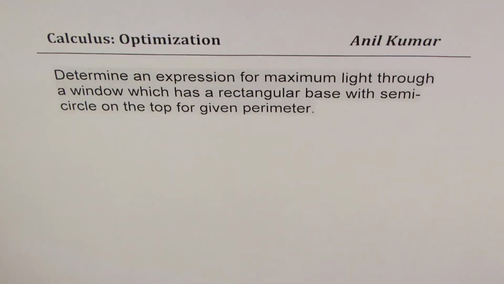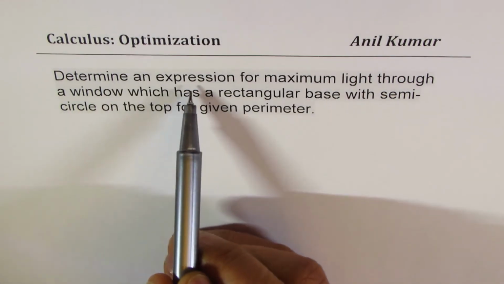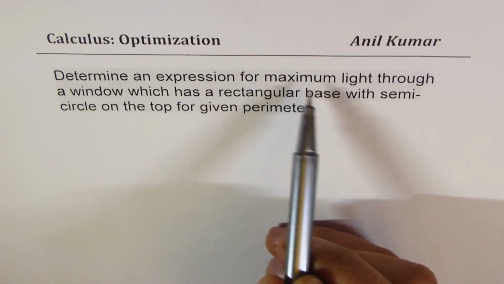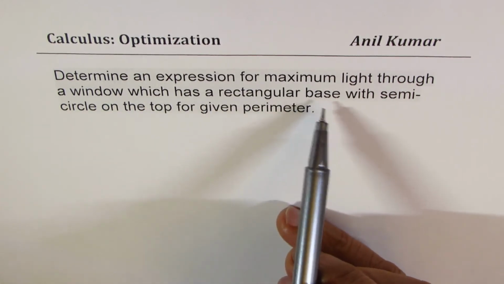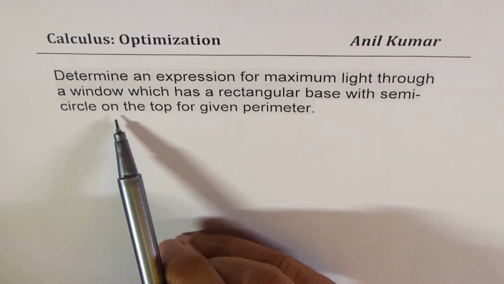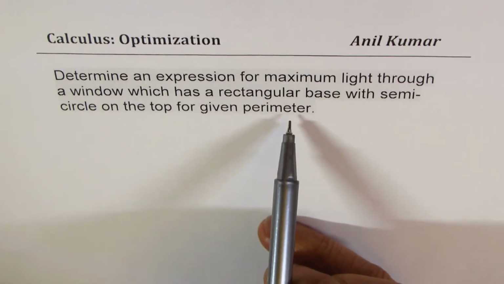We have general formula for optimizing light through a window. The question here is, determine an expression for maximum light through a window which has a rectangular base with semicircle on the top for given perimeter.